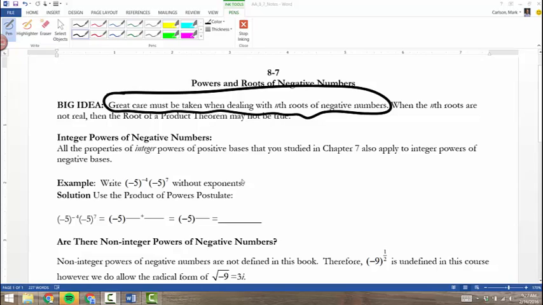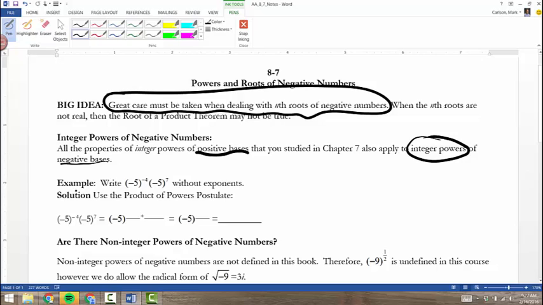Alright, so if we go back to chapter 7 and all of the different properties of integer powers that we studied, when I looked at them, we were always looking at it in terms of a positive base. Well, what we're saying here is the following. All the properties of integer powers of positive bases that we studied in chapter 7 are also going to apply to integer powers of negative bases. Now, it's important that we understand that that's with integer powers. Okay, so all those rules will apply.